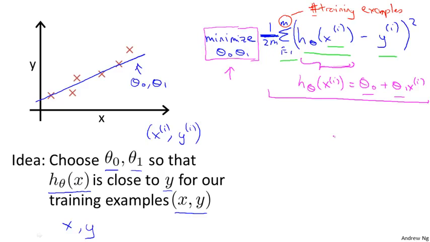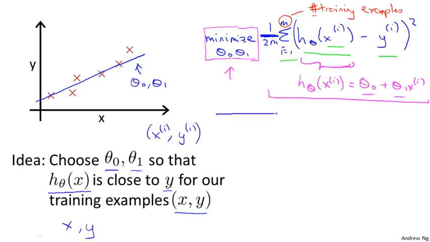Okay? So just to recap, we're posing this problem as: find me the values of theta 0 and theta 1 so that the average, or really 1 over 2m times the sum of squared errors between my predictions on the training set and the actual values of the houses on the training set, is minimized. So this is going to be my overall objective function for linear regression.